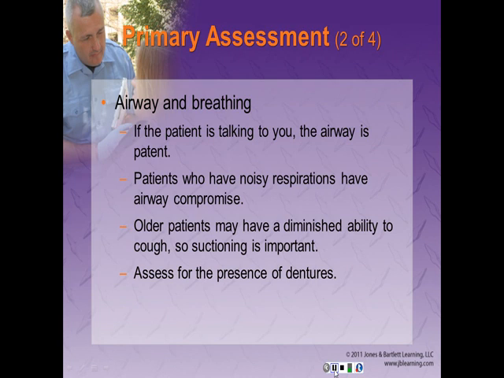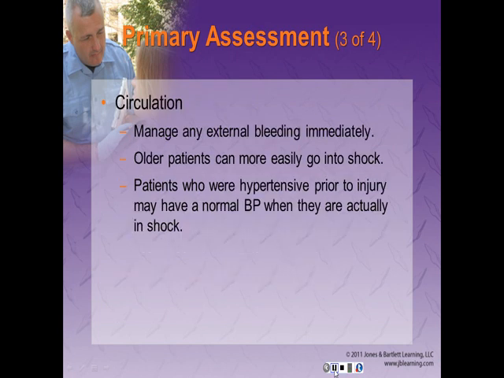In the unresponsive patient, open the airway with a modified jaw thrust maneuver and perform a thorough respiratory assessment and physical assessment of the chest and treat accordingly. Use pulse oximetry to monitor oxygenation. Evaluate circulation. Manage any external bleeding immediately, and remember that older patients can more easily go into shock. A head injury with minimal mechanism can cause cerebral bleeding. Many elderly people take blood-thinning medications that can make internal bleeding worse or external bleeding more difficult to control. Patients who were hypertensive prior to injury may have a normal blood pressure when they are actually in shock.